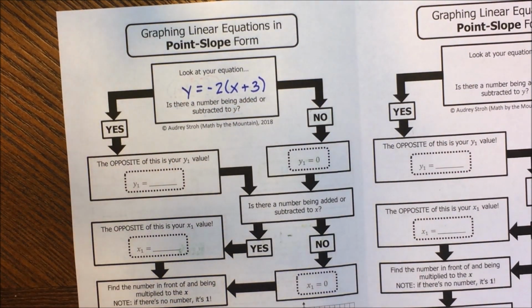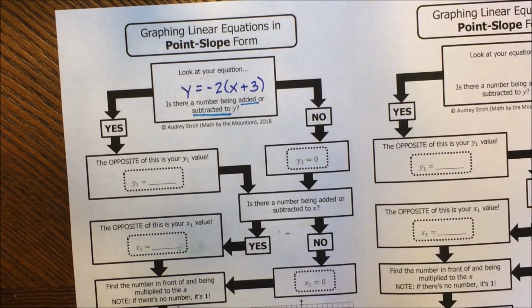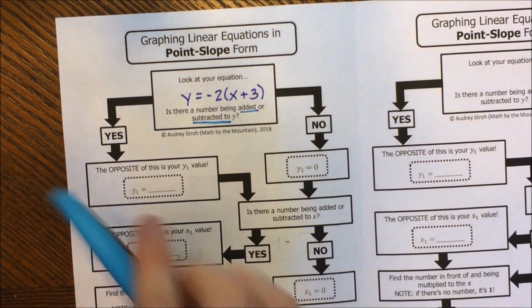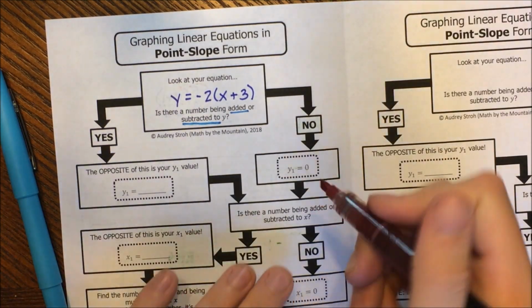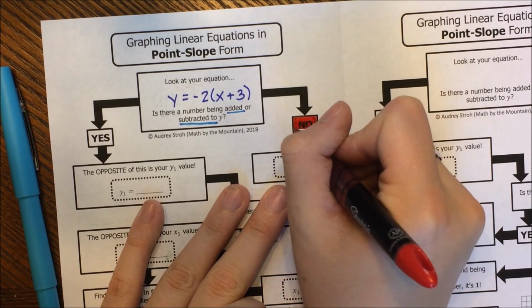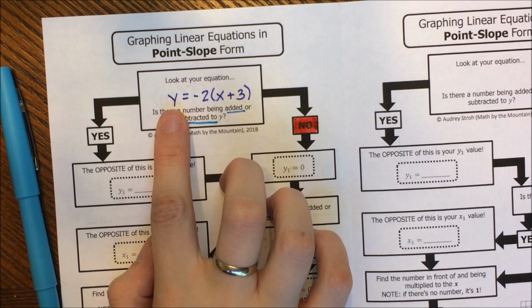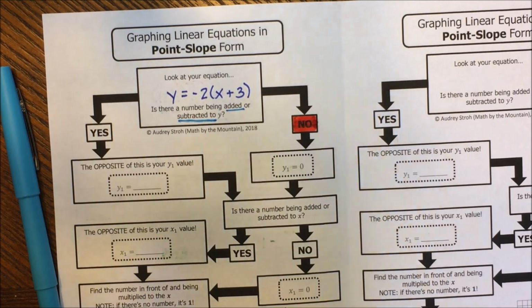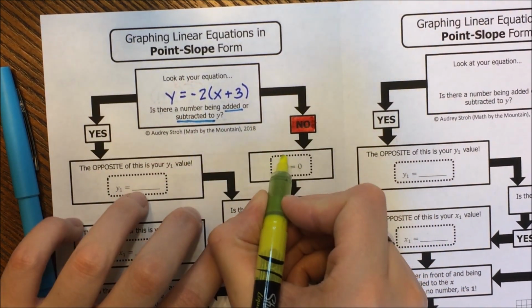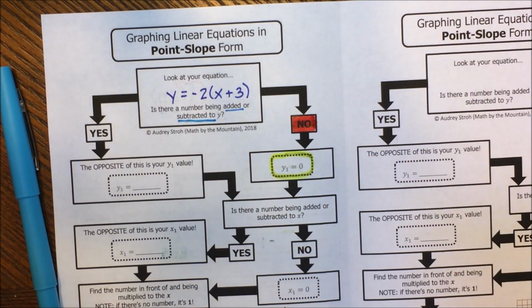All right, so starting from the top again, it says look at your equation. Is there a number being added or subtracted to y? And this time I'm looking at it, no, there's nothing. So we're going to go down the no path. Right, and because there's no number that we see, technically the number being added or subtracted to y is 0. So that tells us y1 is going to be 0 in this situation. Right, so a bit of a special case.